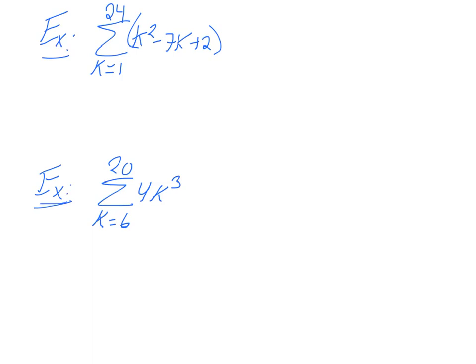All right, so for this last one, I want you to tell me what the sum from k equals 6 to 20 of 2k cubed would add up to. Once again, using your properties and your formulas. Go ahead and give that a shot.